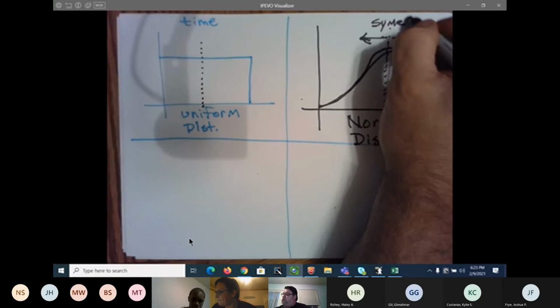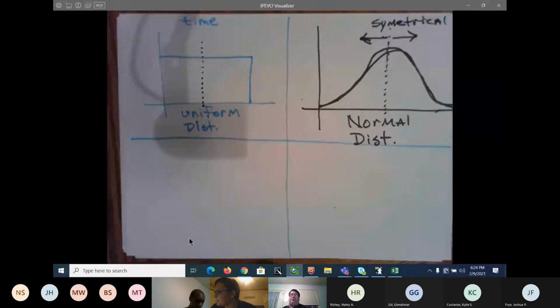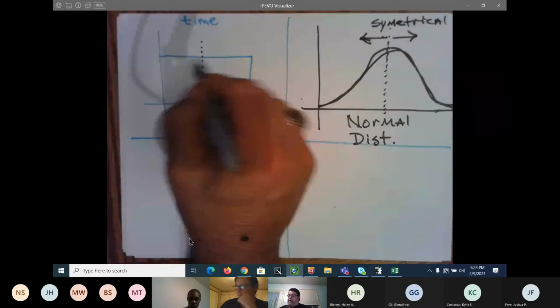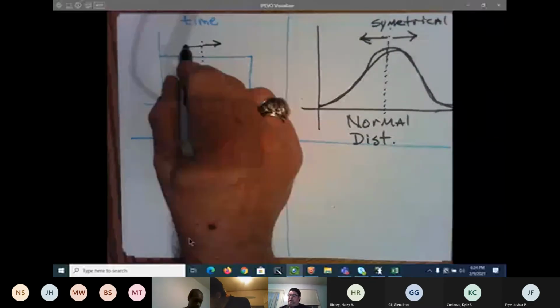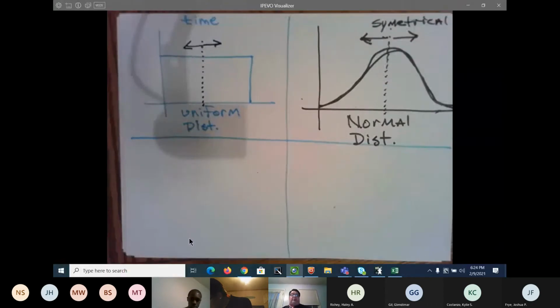I can't spell symmetrical. I always want to put two. I don't know if that's right or not. But anyway, symmetrical. Somebody look it up. So is uniform. It is symmetrical, but one is a curve and one is a box. So they're both symmetrical around the center. And that is center, C-E-N-T-E-R, not S-I-N-N-E-R.